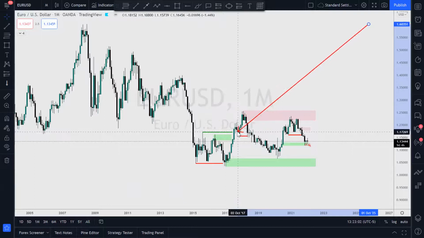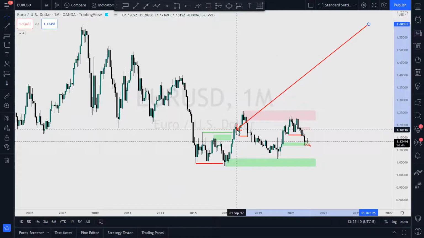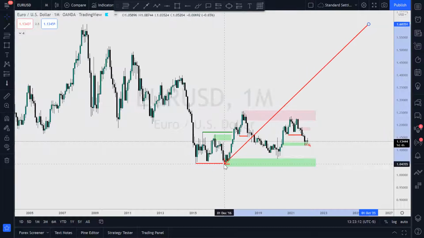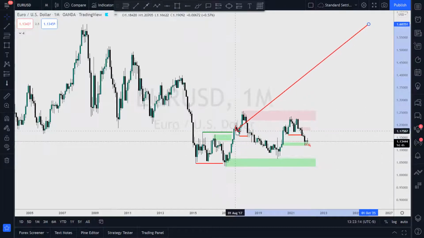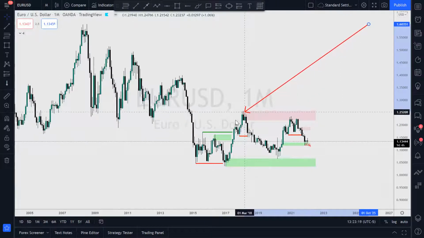We broke that high here. We broke this structural high to the upside, and that makes this market bullish at this point. We've shifted from bearish momentum to bullish momentum. We pull back and then go up, we break this high, and we are still bullish at this point.